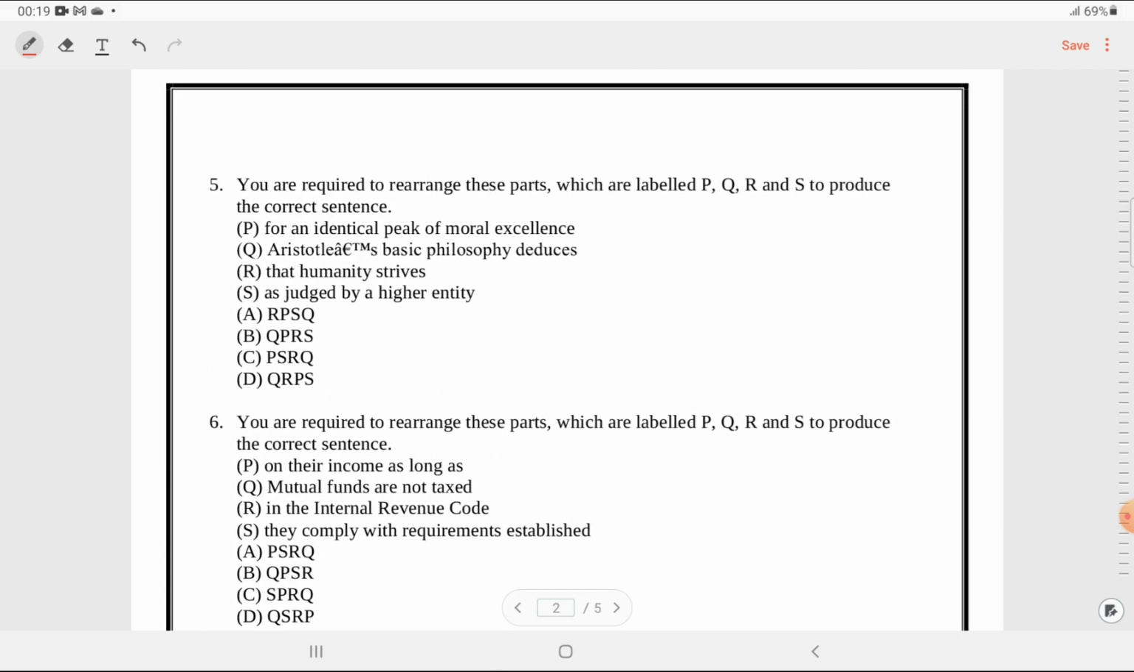Yes. Now fifth. For an identical peak of moral excellence, aristocrat basic philosophy deduces that humanity strives. Now if I see here, strives के साथ जो आपका prepositions लगेगा, वो आता है for. That means R and P has to be together. Now R and P A में है इकट्ठे.